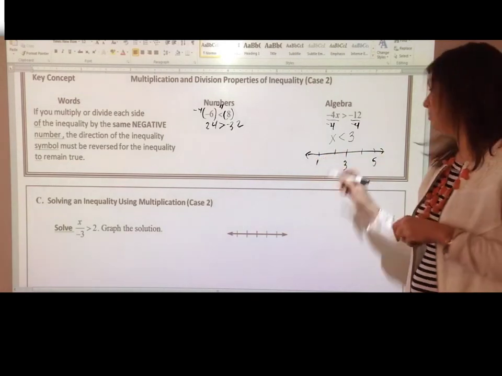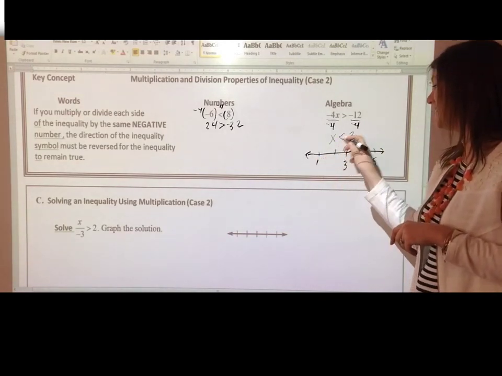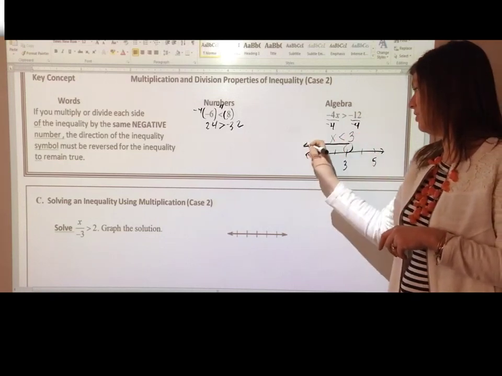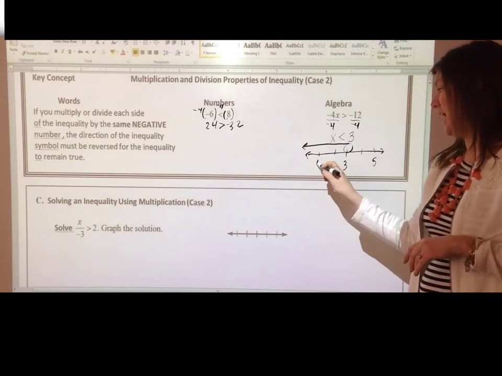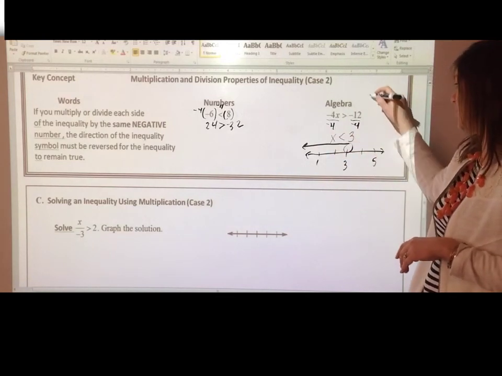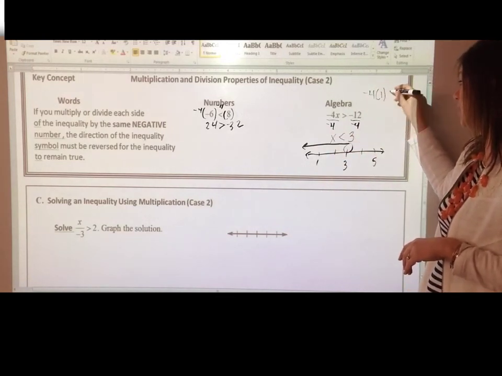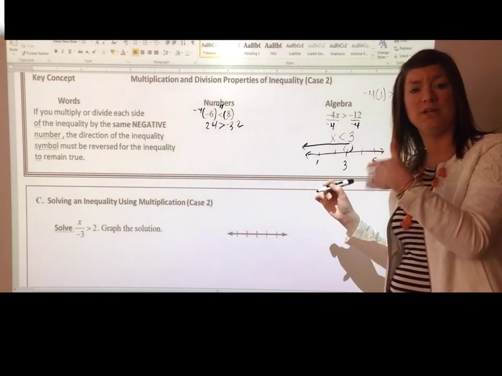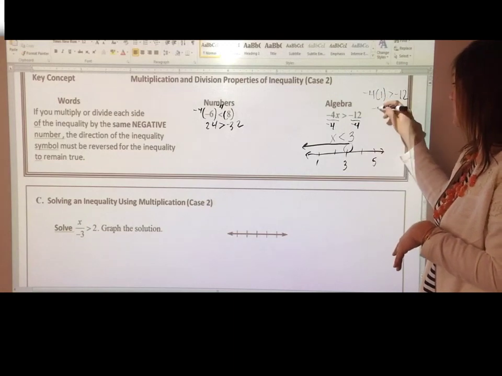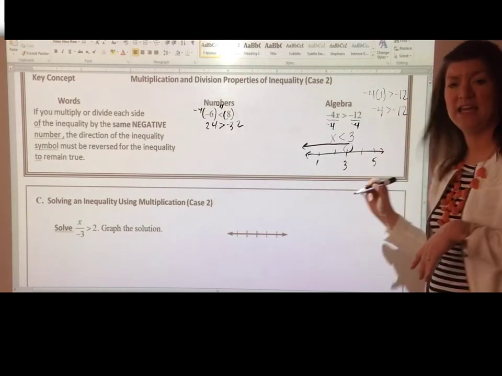So when I place my boundary point on here, x is less than negative 3. That means all the numbers that are less than negative 3 are part of my solution set. And if I check, let's just throw 1 in here. If I check to see if 1 is part of my solution set, when I substitute that in and simplify, it should be a true statement. Negative 4 times 1 is negative 4, which is greater than negative 12.